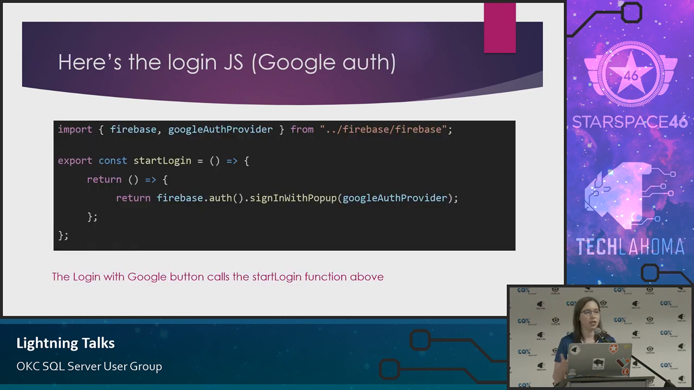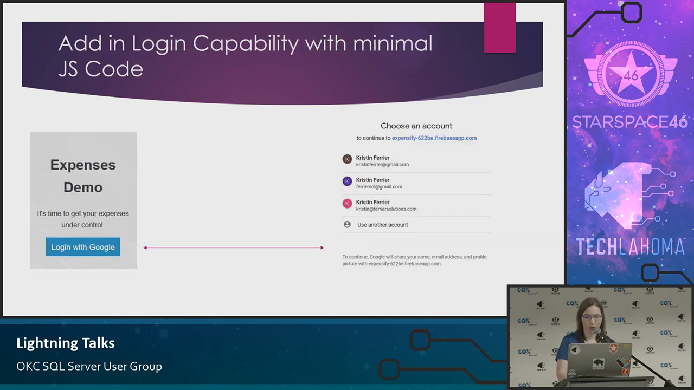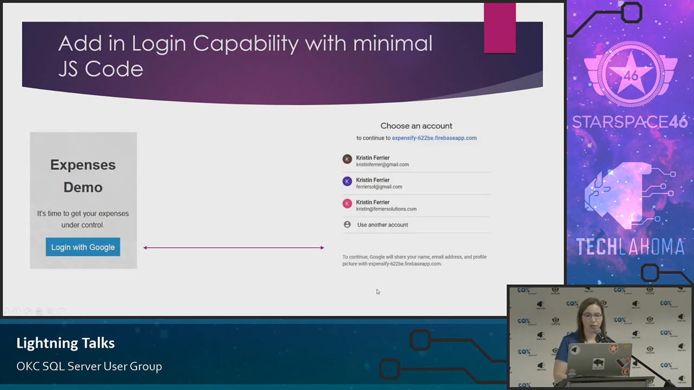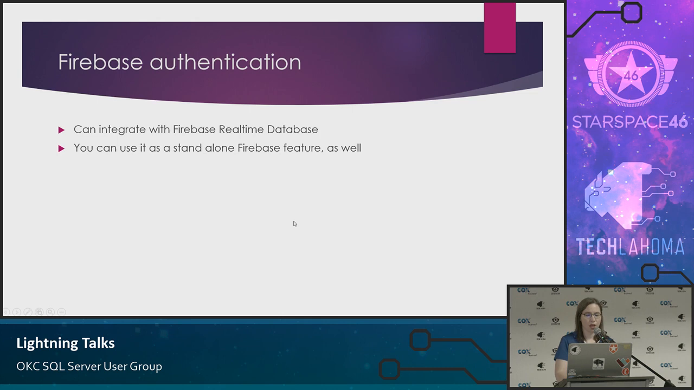Now, you can use authentication without the database as well if you just want the information they're getting from that authentication. Here's an example of some JavaScript you would write if you wanted this pop-up to come up. It's really just this line here, firebase.auth.signInWithPopup. We imported the Firebase and Google Auth Provider JavaScript library, and that allowed us to get this by just clicking this button right here. So Firebase authentication, you can use it on its own, or you can integrate it with Firebase Realtime Database.